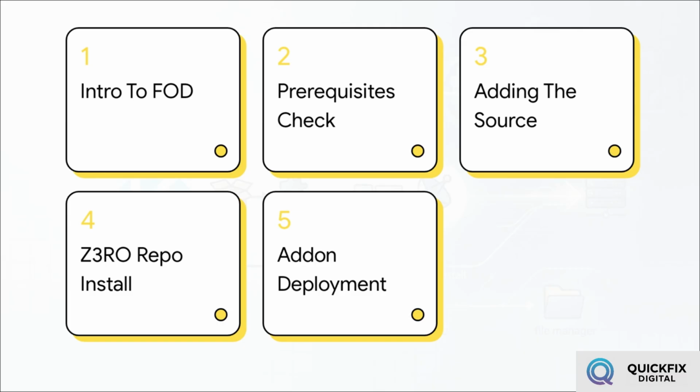1. Introduction to Fights on Demand. 2. Prerequisites and compliance check. 3. Phase 1. Adding the source. 4. Phase 2. Installing Z3RO Repository. And 5. Phase 3. Add-on deployment.